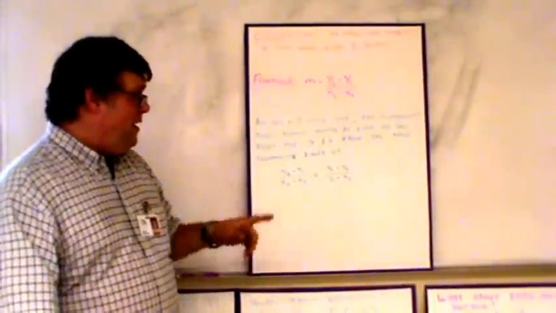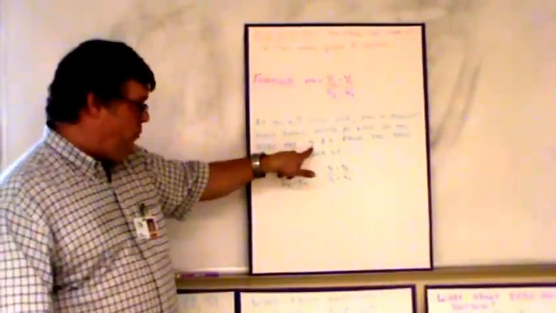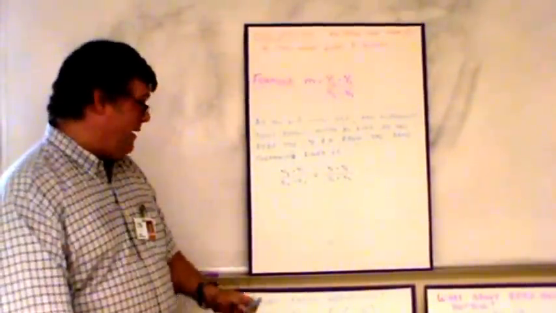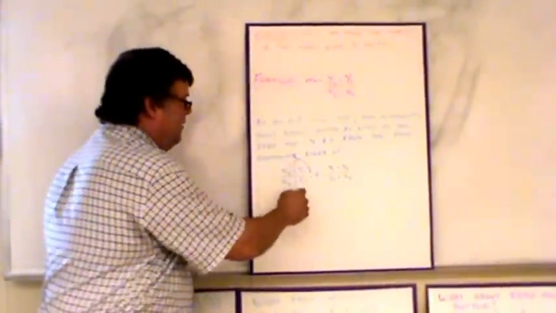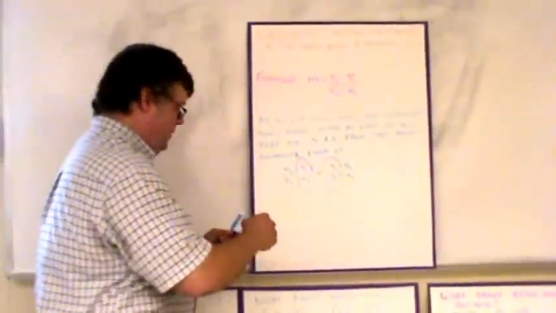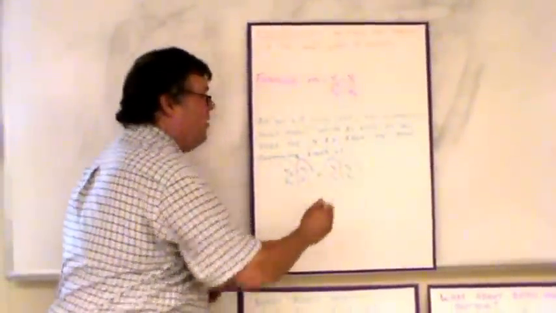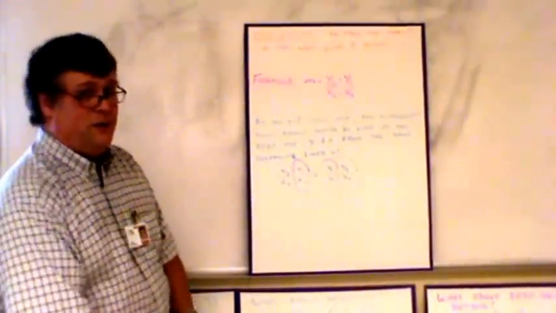Because as you'll see, the subscripts don't really matter as long as you keep the y and x from the same coordinate lined up. This y and this x come from the same coordinate, and this y and this x come from the same coordinate. And if you flip-flop them, you end up getting the same slope either way. And we're going to see that with our first example.